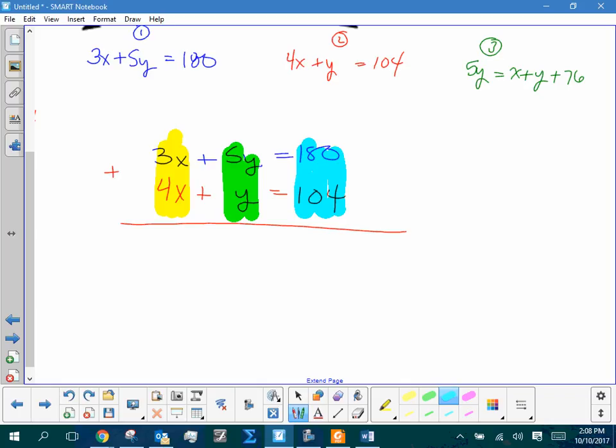And the hope is, when we set these up, and you saw this last year, that when we add straight down, we either get 0x to show up, or we get 0y to show up. Does that make sense? 0 times x is just 0, right? It makes that variable disappear. Okay? Well, if I do that now, if I add straight down, I get 7x and 6y, right? So nothing disappeared, nothing canceled out.